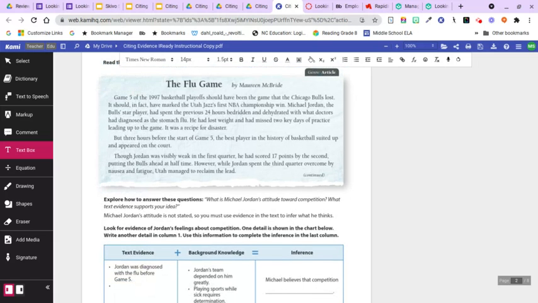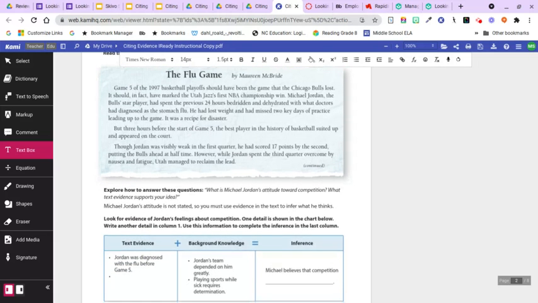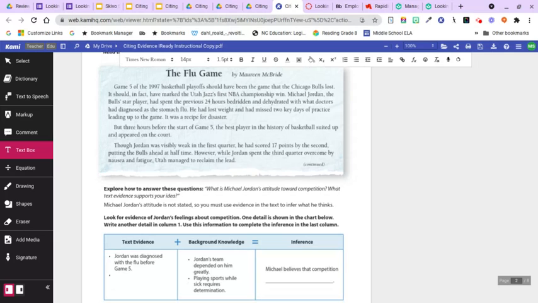All right, so we know this piece is about Michael Jordan. It's about a particular game and him having the flu. So let's explore how to answer these questions. What is Michael Jordan's attitude toward competition? What text evidence supports your idea? So we know this is an important game, right? It's a playoff game. And the question is, what is his attitude towards competition?